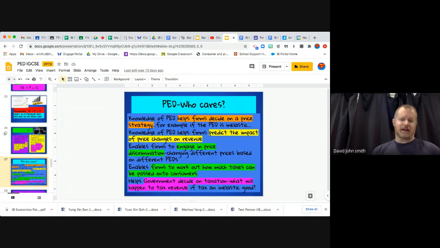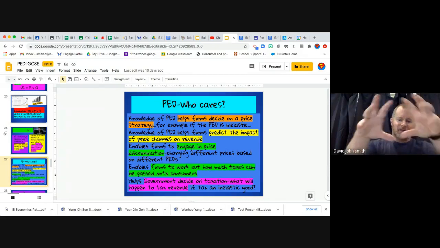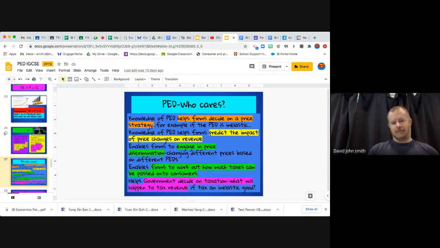They might just say, how does a knowledge of PED affect businesses? So therefore you could ignore the bit about the government. All right? And that is your answer. It might again be a specific good. How does the knowledge of PED impact on producers who produce this particular product? In which case you'd need to include that particular product in there.